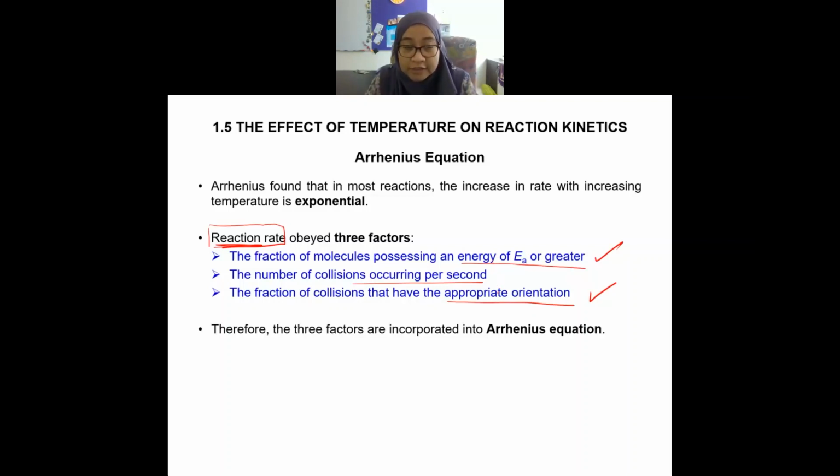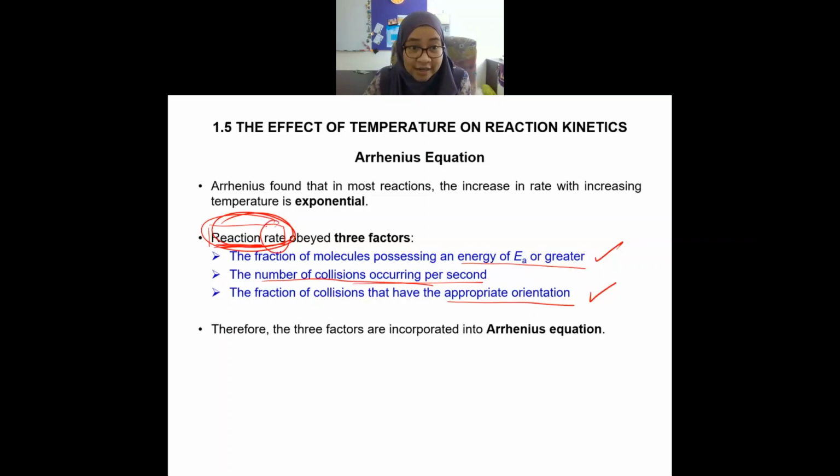Remember, for effective collision, the particles need to possess sufficient energy, or greater energy, in order to overcome the EA. And secondly, the collision needs to take place in the appropriate orientation. But we are talking about reaction rate, so it overlaps a bit. The rules can overlap. So we have an addition: the number of collisions occurring per second.